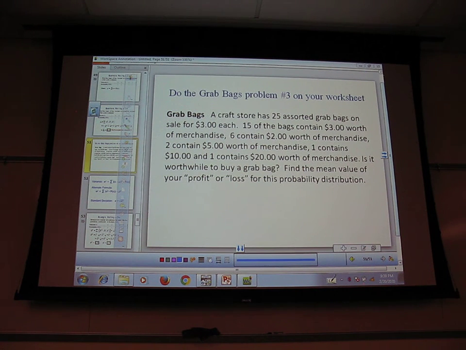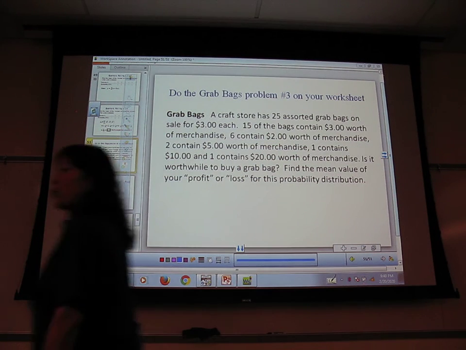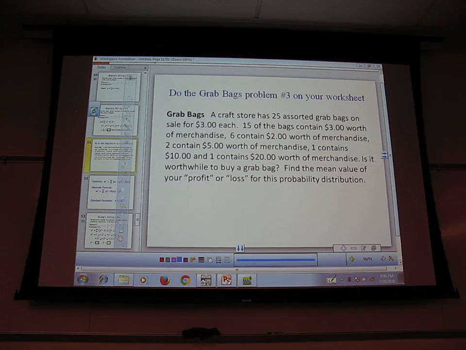$3. I could get something worth $3. Does that make sense? What else could happen? $2. I get something worth $2. So these are all my possible outcomes. What's another possible outcome? $5. Good. 10, 20. So those are your outcomes, your X's. So make your probability distribution table. Figure out what those are, and then find the probability of each of those outcomes.